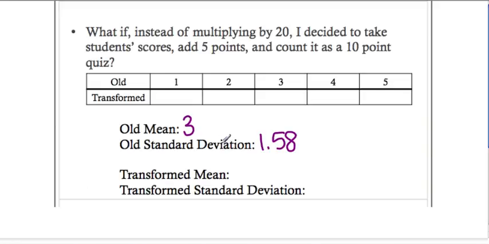But instead, I'm going to add 5 points to each. So the student who got a 1 now gets a 6 out of 10 quiz. The student who got a 2 gets a 7. The student who got a 3 gets an 8, 9, and 10. Now I want you to pause the video for just a second and try to predict what the transformed mean and transformed standard deviation will be.